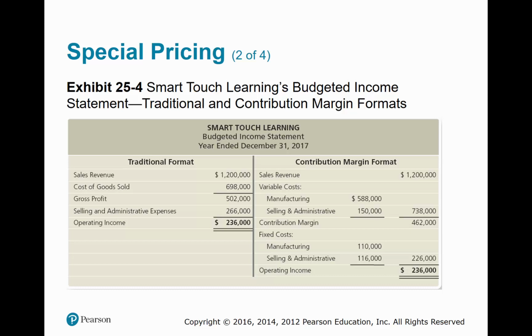In a traditional format: revenue, cost of goods sold, gross profit, expenses, operating income. And in a contribution format: revenue, variable costs, contribution margin, fixed costs, operating income.